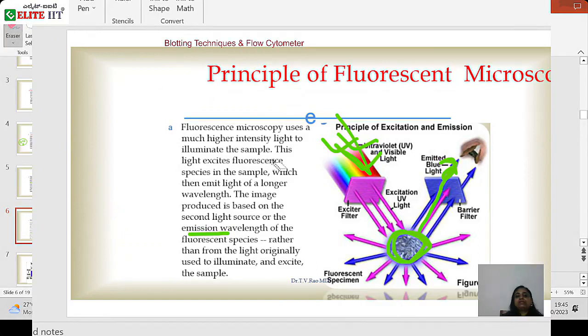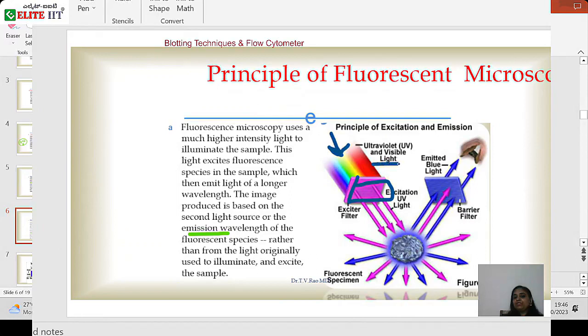Now see what is happening here. In this figure, the principle is given. First of all, the source of the light is UV. I told you in the last slide. So UV light is coming through the exciter filter. In the machine, it is there, and the light coming is either UV or visible.